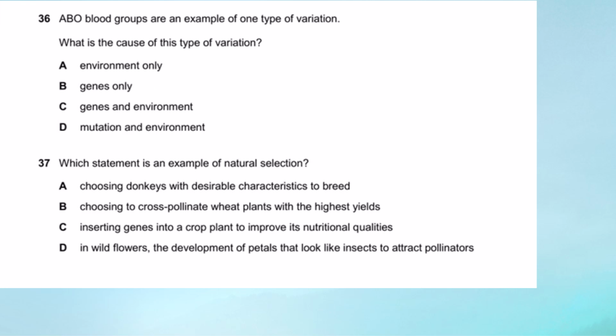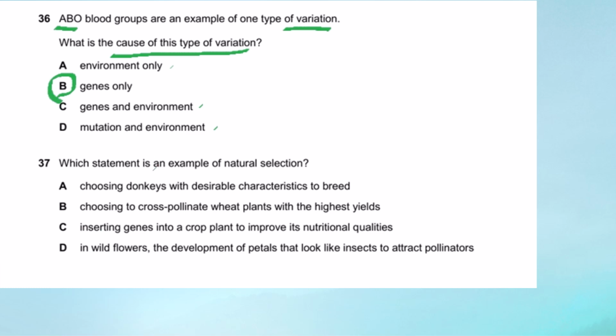So here we get 2 questions about variation and selection. And we're told the blood types here are an example of one type of variation. What is the cause of this type of variation? Well, the environment can't change your blood type. Mutation can't change your blood type, but your genetics determines your blood type.